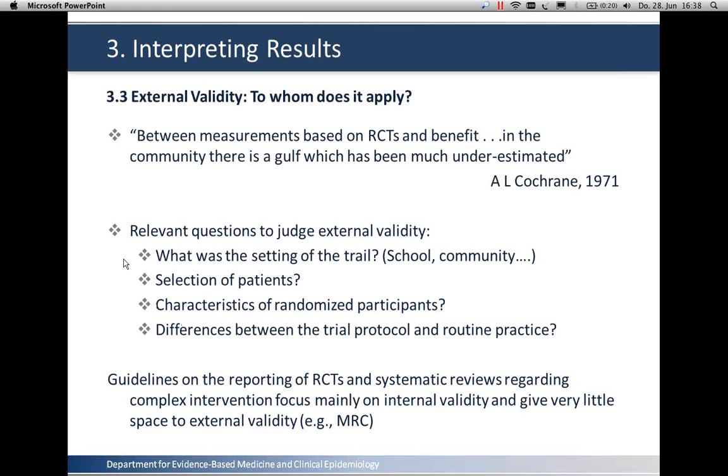The first is, what was the setting of the trial, for example, schools. We have an intervention evaluated for more physical activity for children in classrooms. Okay, the setting is clear. How was the selection of the patients, here the participants? The characteristics of randomized participants and the differences between the trial protocol and the routine practice. Is it in an experimental setting or in a real-world setting? Unfortunately, in the guidelines for the evaluation of complex interventions, there is very little information about how to make sure that the external validity is high.